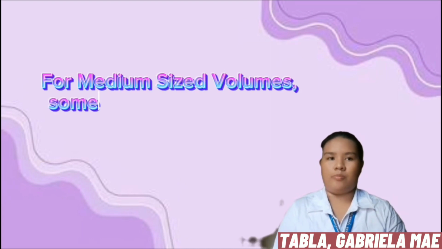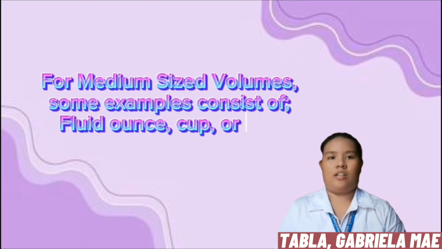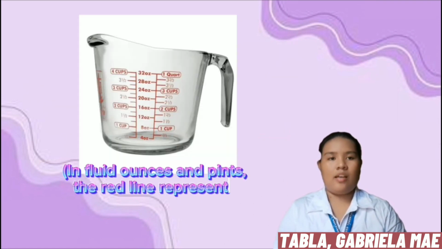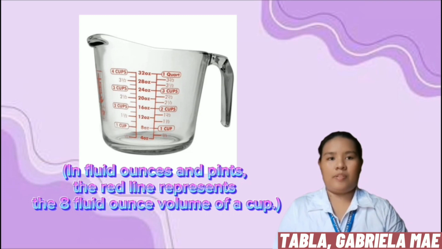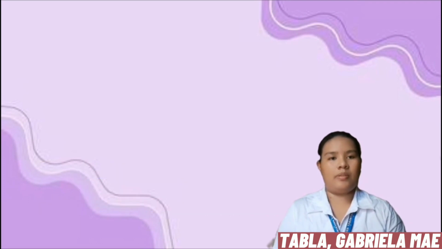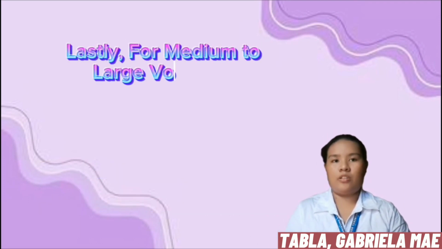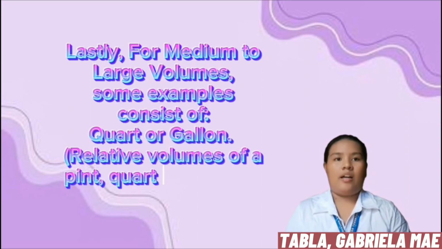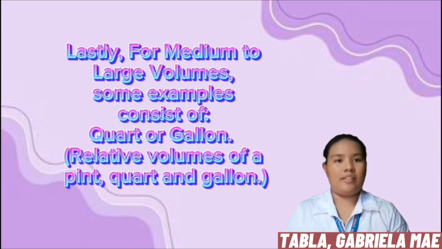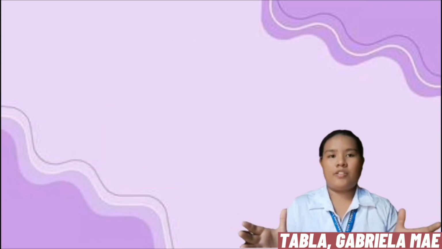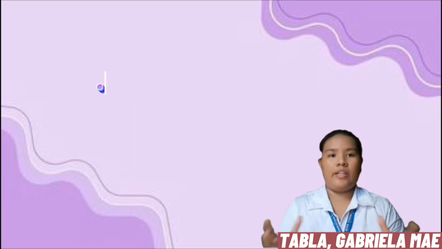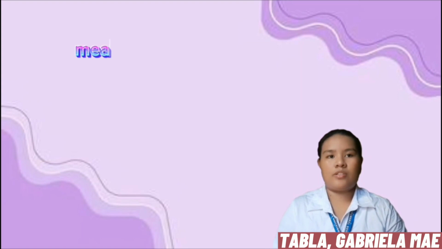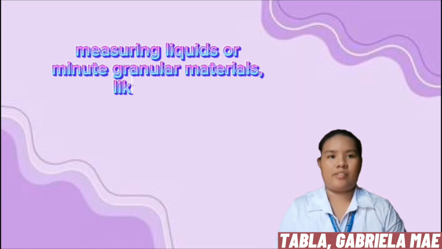For medium-sized volumes, some examples consist of fluid ounce, cup, or pint. In fluid ounces and pints, the red line represents the 8 fluid ounce volume of a cup. Lastly, for medium to large volumes, some examples consist of quart or gallon. Relative volumes of a pint, quart, and gallon. All of these measuring tools work great for measuring out liquids or fine granular items like spices.